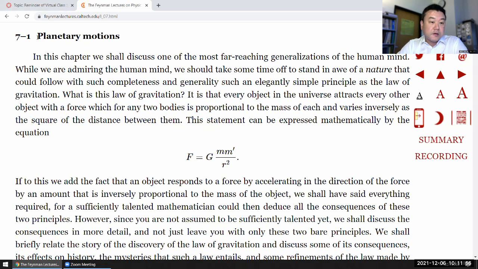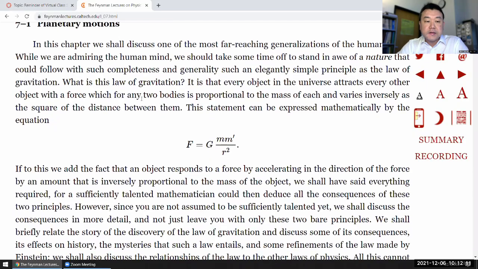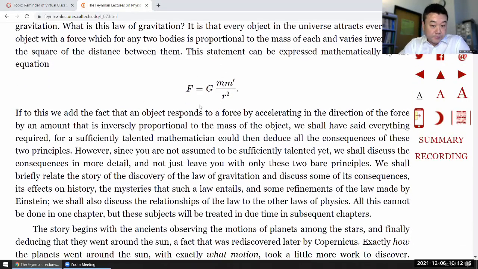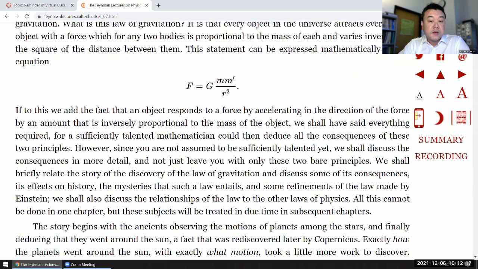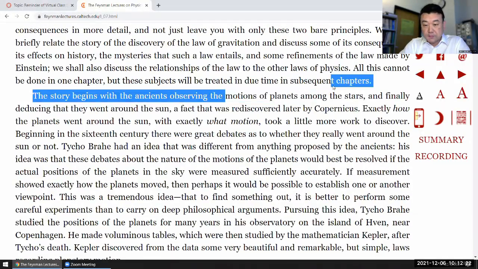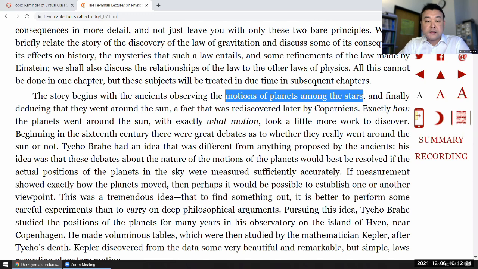So we start out with the planetary motion. The first thing that led people to think about what led to the law of gravitation is observing motions of planets among the stars, and trying to come up with theories that would account for all the features you see in those motions.